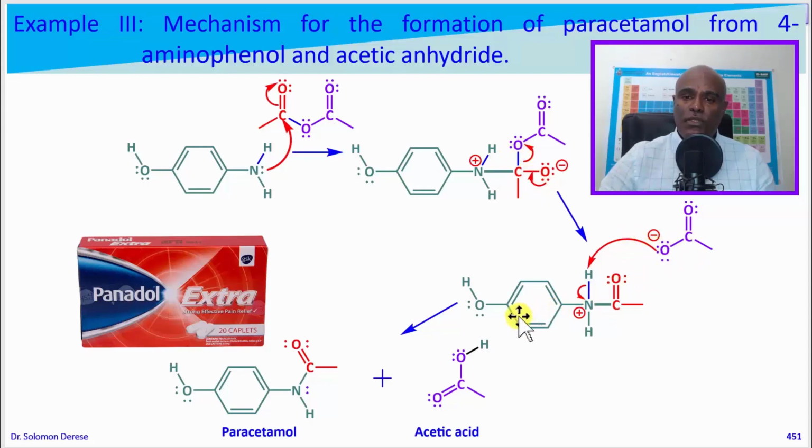So you form these two intermediates, this one and then this one, using its electrons as a base or as a nucleophile. It forms a bond with this hydrogen. When it forms a bond with this hydrogen, the electrons of this bond break, and then the electrons of that bond go to neutralize the positive charge on the nitrogen, giving us neutral paracetamol and acetic acid.